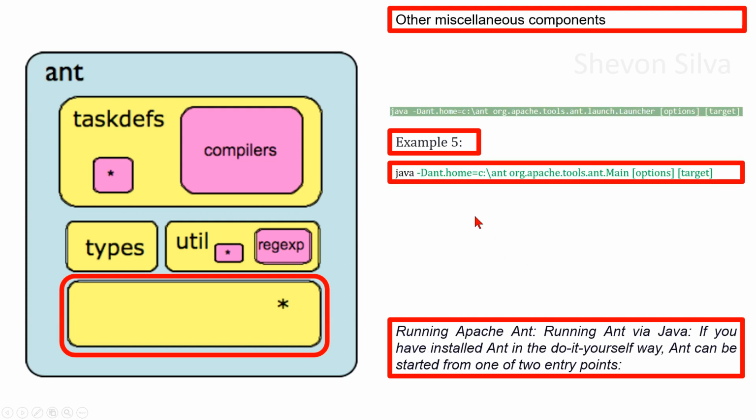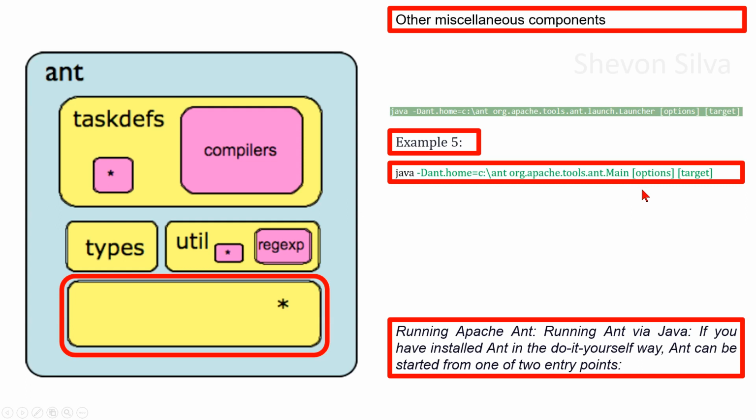Now we are considering running Ant via Java in running Apache Ant. If you have installed Ant in the do-it-yourself way, Ant can be started from one of two entry points. The first method runs Ant's traditional entry point. The second method uses the Ant launcher introduced in Ant 1.6. The former method does not support the -lib option, and all required classes are loaded from the classpath, so you must ensure that all required jars are available.